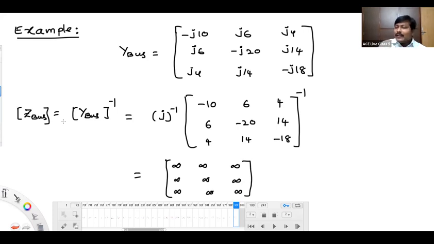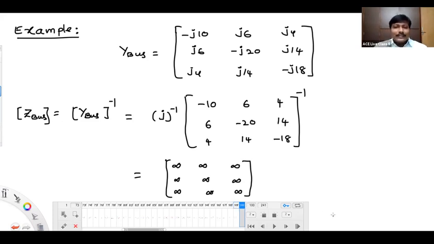That does not mean that Y bus inverse failed to construct the Z bus matrix. We should not say this statement. Kindly observe my words. We should not say that the inverse of Y bus is not giving Z bus. That's not the statement. In this particular network that we are discussing, we can't find out the Z bus matrix. That's the statement you have to write.